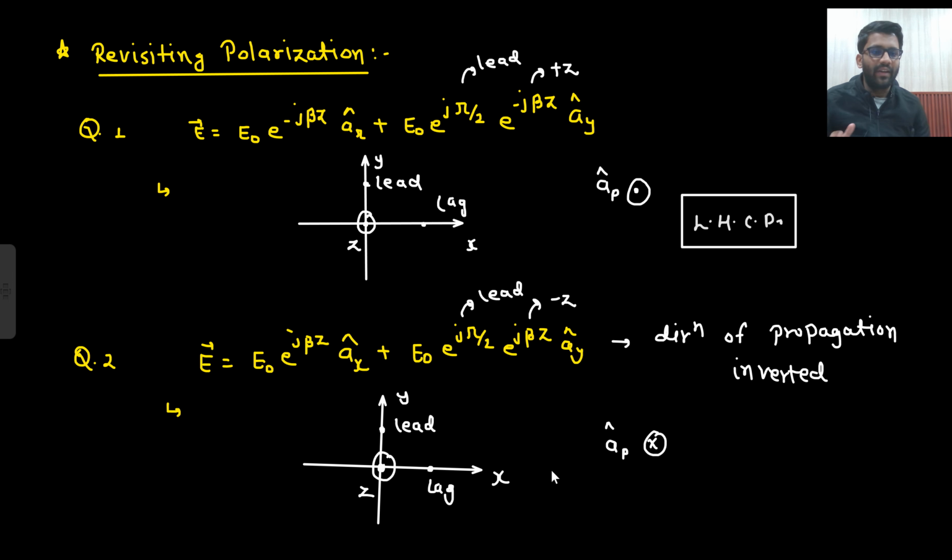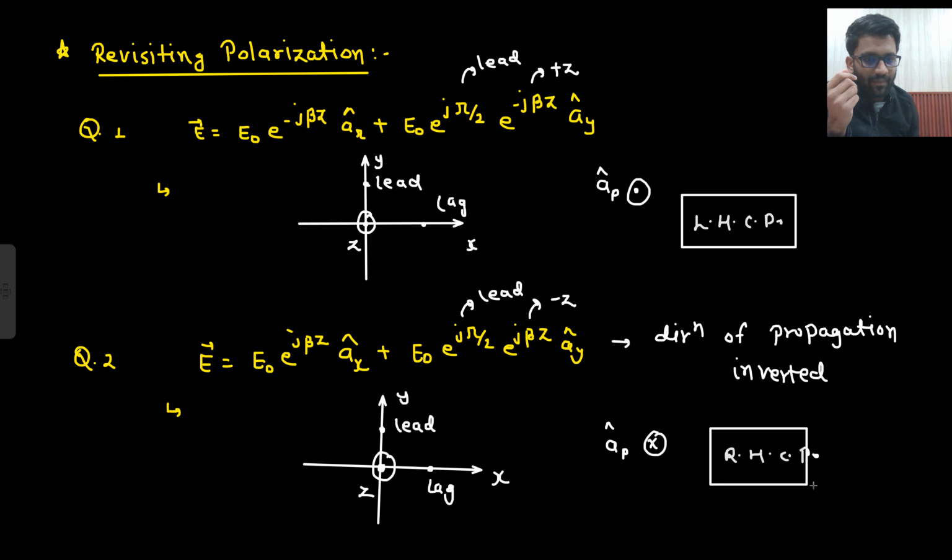So now what I need to do is move your hand from lead to lag such that your thumb is pointing towards the direction of propagation. Where is my direction of propagation? Going inside. Moving my hand from lead to lag, the thumb is pointing towards the direction of propagation. That is right hand circularly polarized.